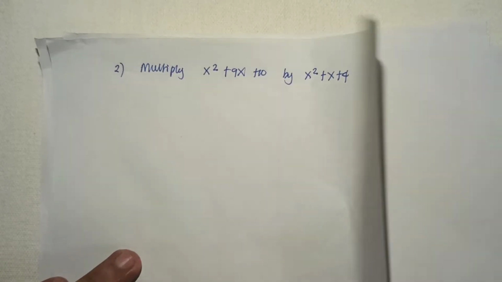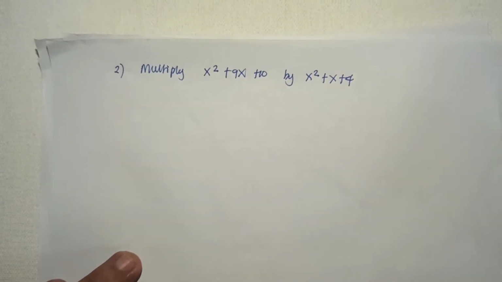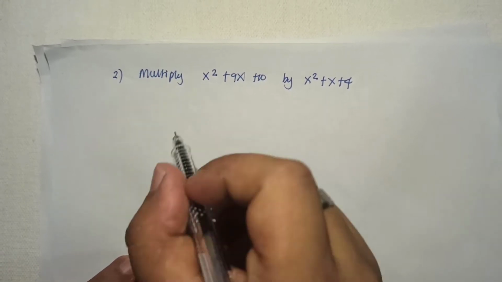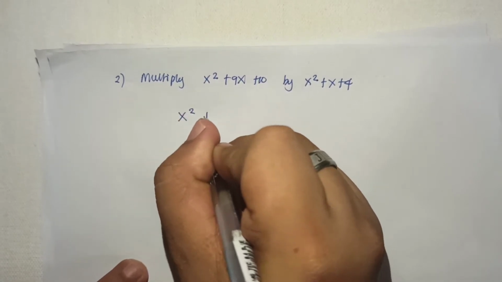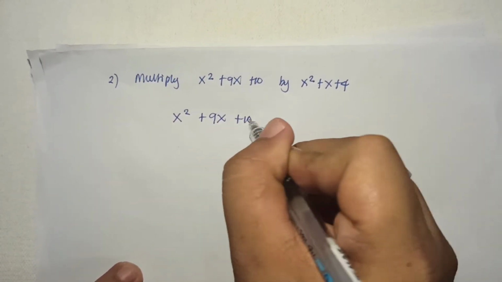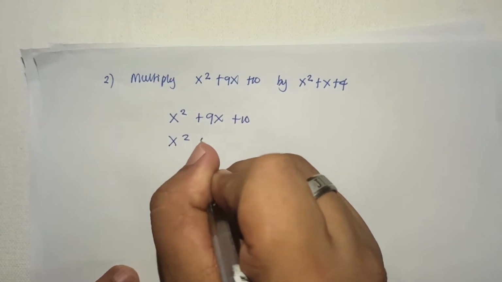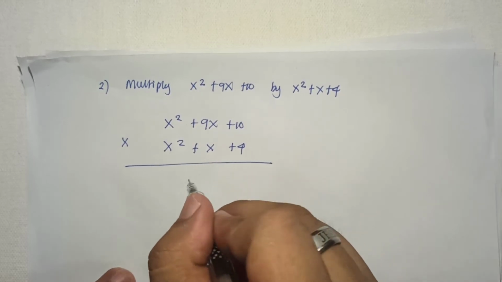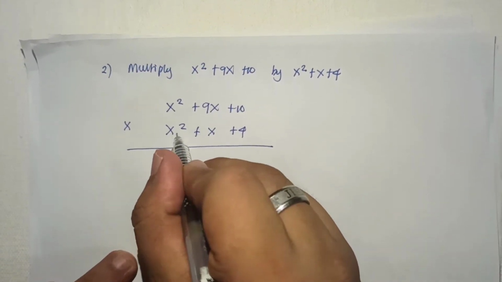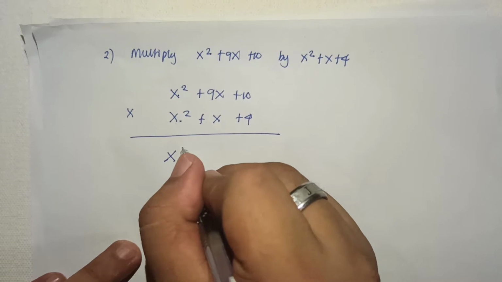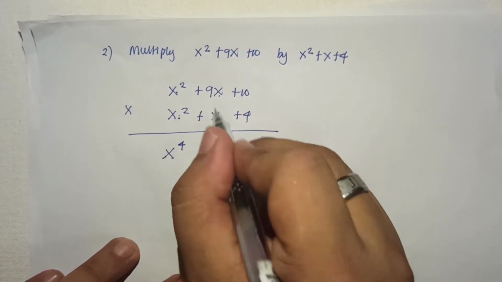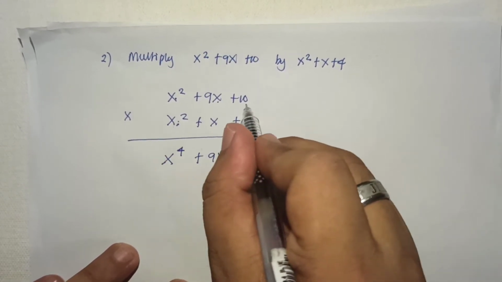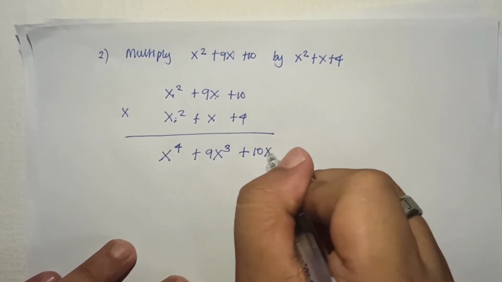So we are now in problem number 2. Multiply x squared plus 9x plus 10 by x squared plus x plus 4. So copy x squared plus 9x plus 10, then x squared plus x plus 4. You're going to multiply this. First, x squared times x squared is x raised to 4, then plus 9x cubed, and plus 10x squared.